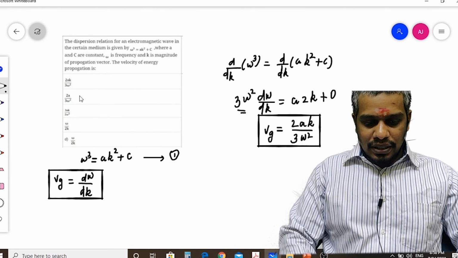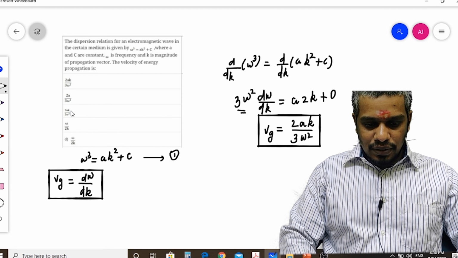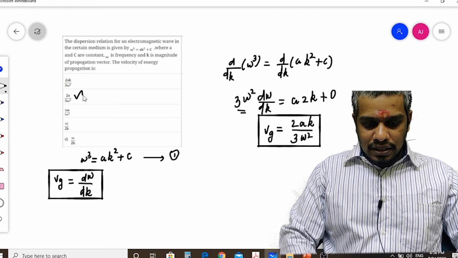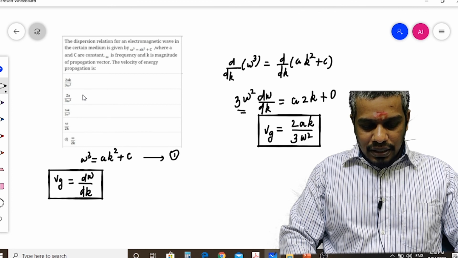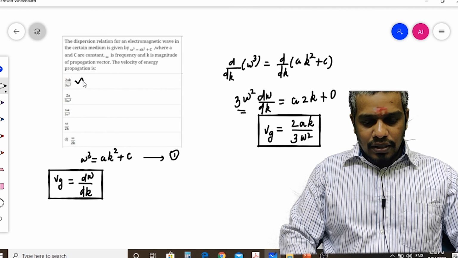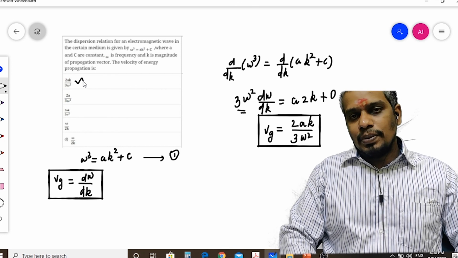Among the four options given, it will be the second one. No, it's not the second one. The first one is right: 2ak over 3 omega squared. So this would be the right answer.